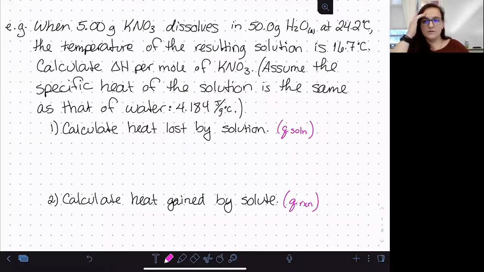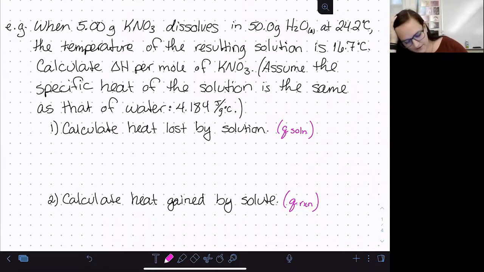So if we work through this one step at a time, first calculating the heat transfer of the solution. The solution is what we really know everything about. That's what we're measuring. So we're measuring the temperature change of the solution as a whole in this experiment. So that's what we want to make sure that we're thinking about.